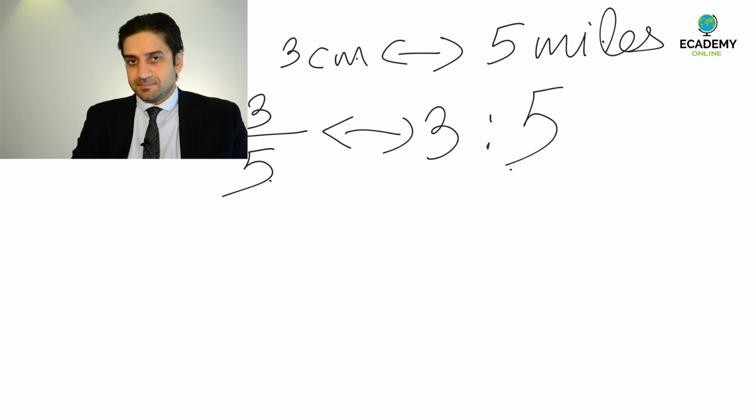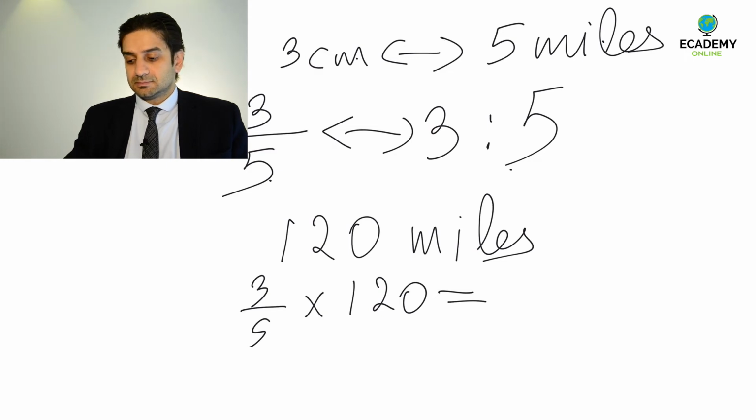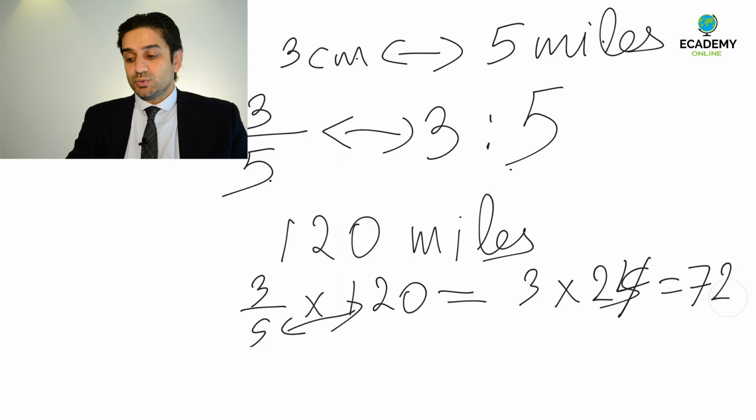If I was ever to calculate, let's say I have a distance of 120 miles in reality, and I wanted to convert that into something on the map, what I end up doing is multiplying 120 by 3 over 5, which would give me 3 times 24, because I do the division first, and then I do the 3 times 24, which is 72 centimeters.